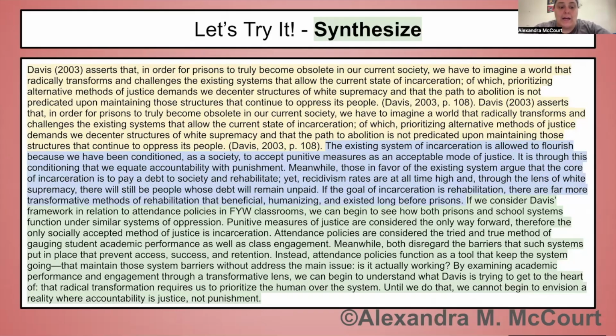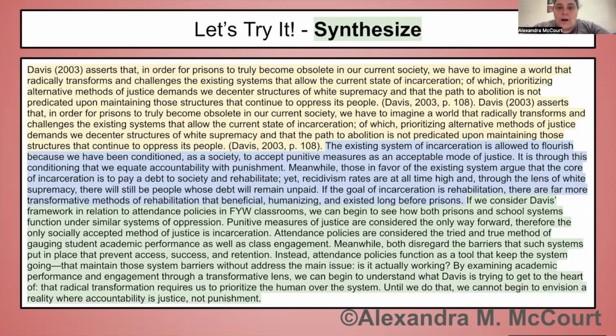By examining academic performance and engagement through a transformative lens, we can begin to understand what Davis is trying to get to the heart of, that radical transformation requires us to prioritize the human over the system. Until we do that, we cannot begin to envision a reality where accountability is justice, not punishment.